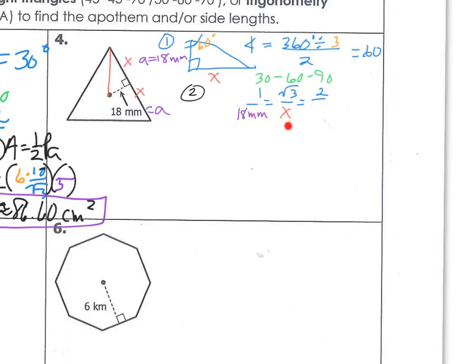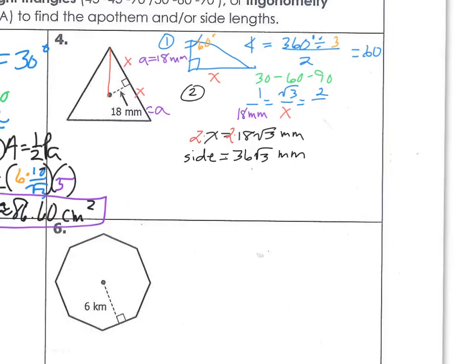This one is actually pretty simple. When I cross multiply and solve, don't I get x equals 18 radical 3 millimeters? But do I want x? I want that whole side length. What's that whole side length? 2x. So we're going to multiply this by 2, and we're going to multiply 18 by 2. So my entire side is equal to 36 radical 3 millimeters. Don't break into a decimal.